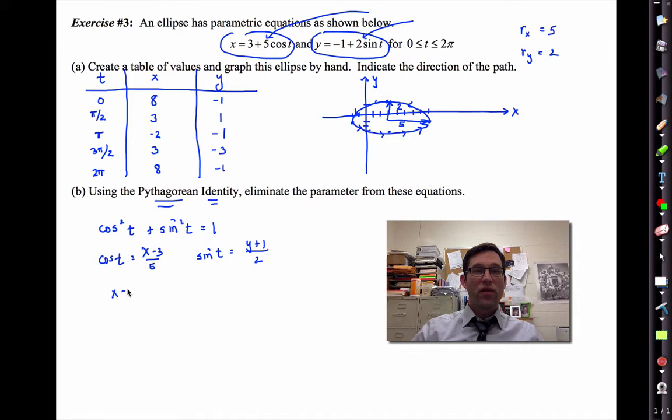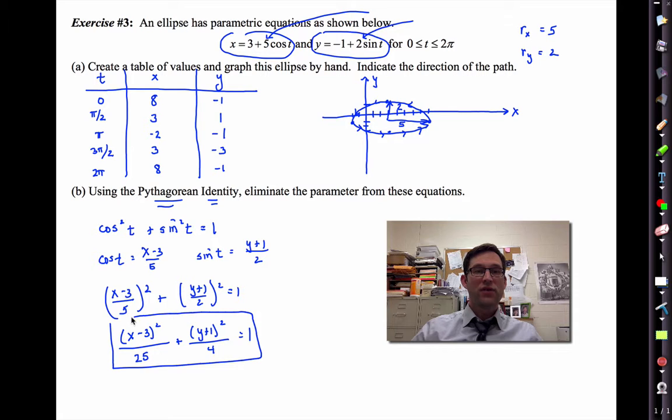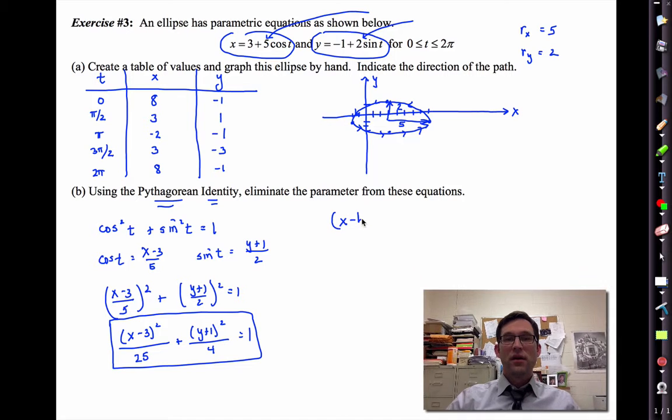We can now throw it into our Pythagorean identity, which is always true. X minus 3 squared plus y plus 1 divided by 2 squared is equal to 1. Kind of like with the circle, I'm going to leave the numerator unsquared, or in that form, but square the denominator. And same thing here. This is what's known as the standard form, the standard Cartesian form of an ellipse. Anytime you have an ellipse, you prefer to write it like this, right?